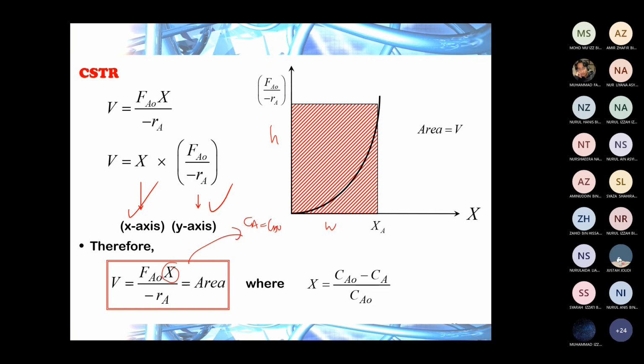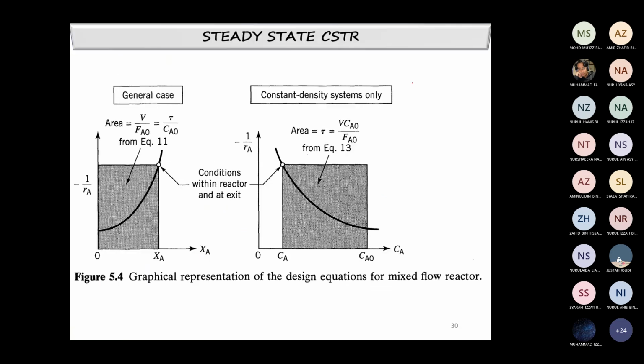CA0 minus CA over CA0, that is, Cn equals Cn0 times 1 minus x. So rearrange it and you will get x equal to CA0 minus CA over CA0. Okay, so this is XA. Actually, that is what it is meant to show. From here you can translate it into the next graph.